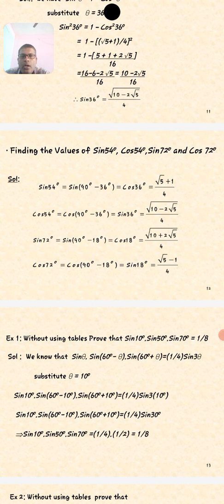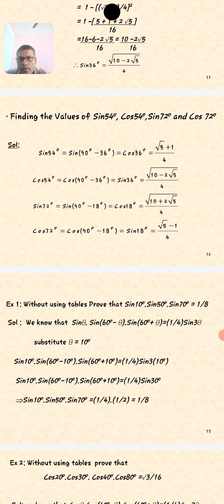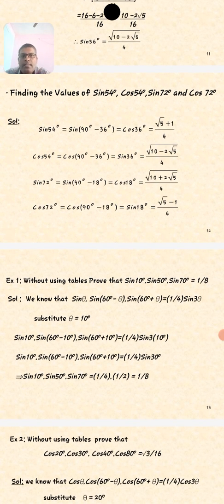The same way, cos 54 degrees is there. Cos 54 is equal to cos of 90 minus 36. We get sin 36. What is the sin 36 value? Square root of 10 minus 2 root 5 by 4. Okay. Now the same way, sin 72 degrees. That is equal, we have to write sin of 90 minus 18 degrees. We get cos 18 degrees. That is equal to square root of 10 plus 2 root 5 by 4.